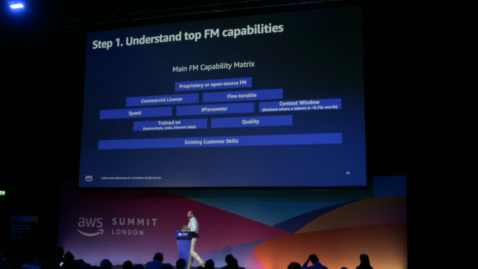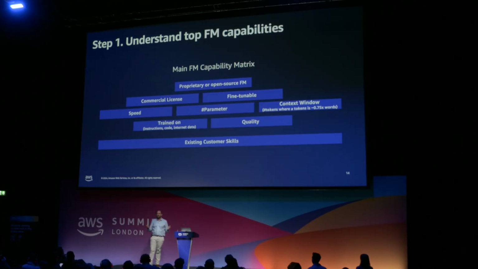Key capabilities of the models. First of all, is a model proprietary? Is that open source? Even if it is open source, does it have a commercial license? Because you cannot use all the open source models for commercial applications. Is that fine-tunable if I want to fine-tune a model? What about the speed? It is different to build a quick chatbot with millisecond latency than to build an offline system that does summarization. So you need to take care of this.